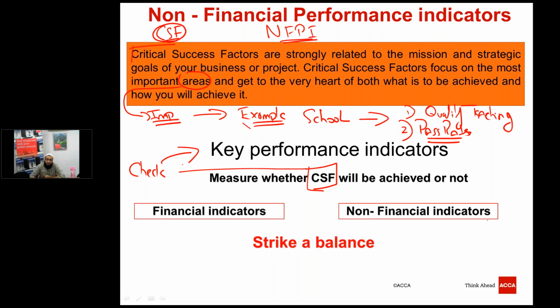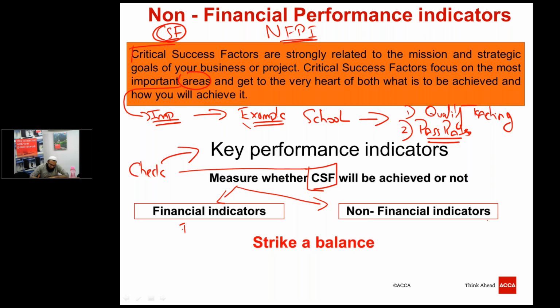Are you getting my point? They measure the success of CSFs. So we need to have KPIs. Now KPIs are divided into two. One is financial indicators, second is non-financial indicators.